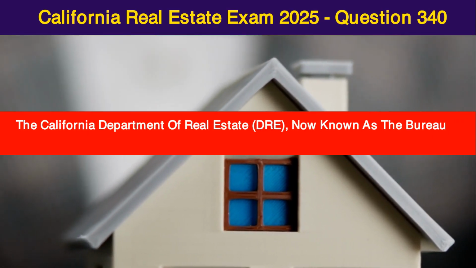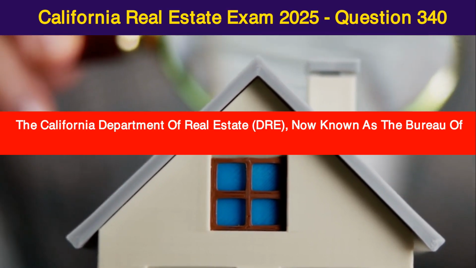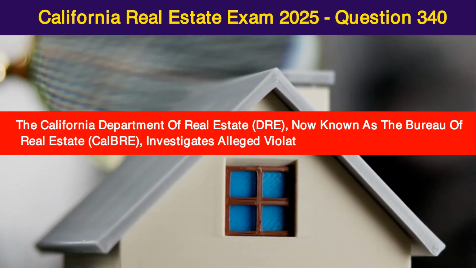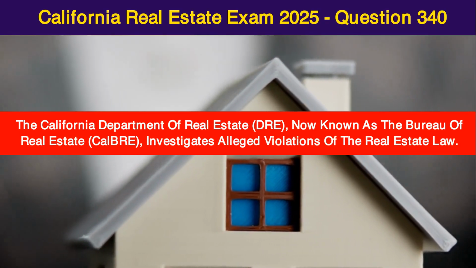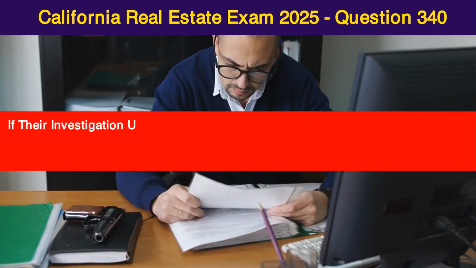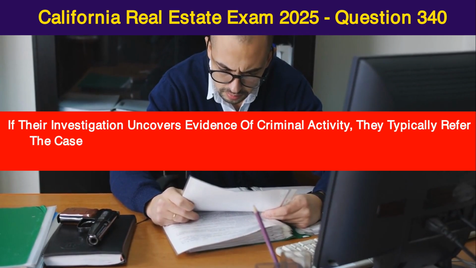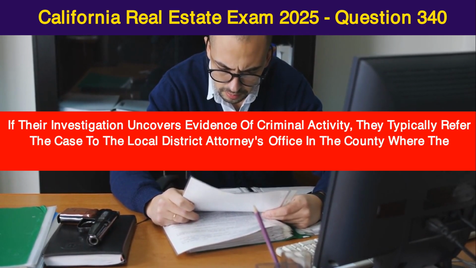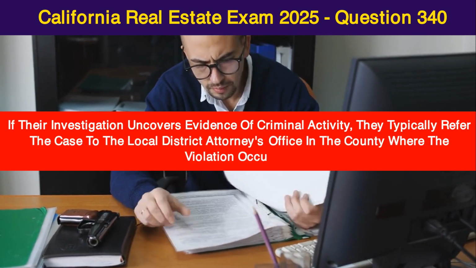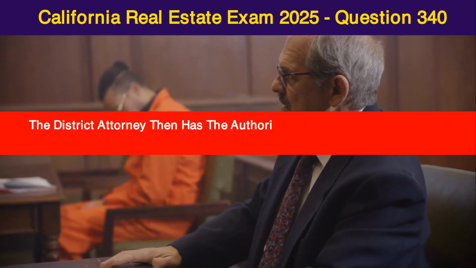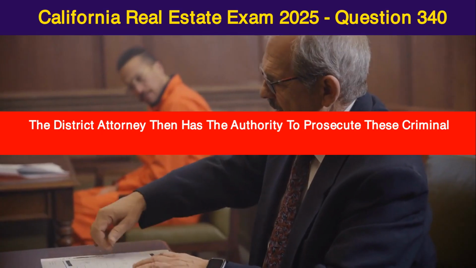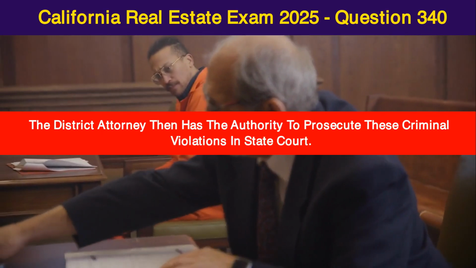The California Department of Real Estate, DRE, now known as the Bureau of Real Estate, CalBRE, investigates alleged violations of the real estate law. If their investigation uncovers evidence of criminal activity, they typically refer the case to the local district attorney's office in the county where the violation occurred. The district attorney then has the authority to prosecute these criminal violations in state court.